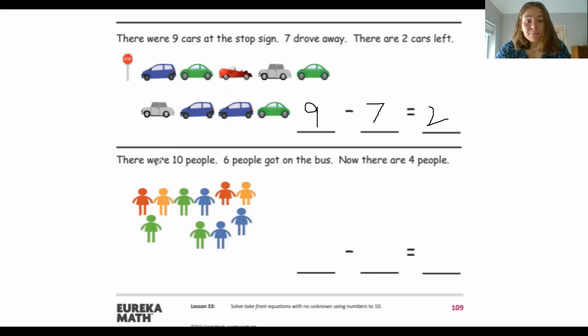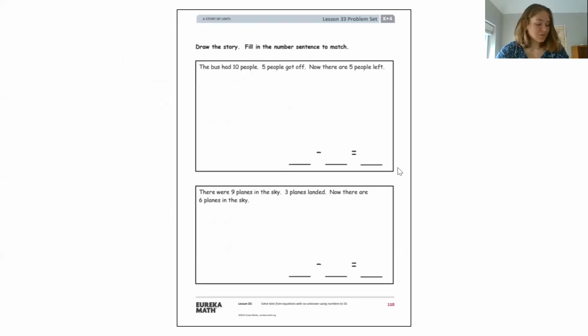There were 10 people. 6 people got on the bus. Now there are 4 people. There are 4 people left. Okay, so 10 people, 6 got on the bus. Now there are 4. Hit pause and fill in your number sentence. Hit play when you're all done. All right. Go ahead and turn to the next page.